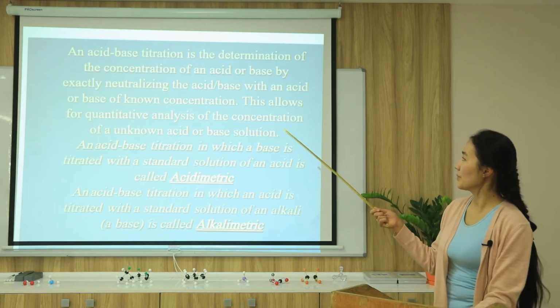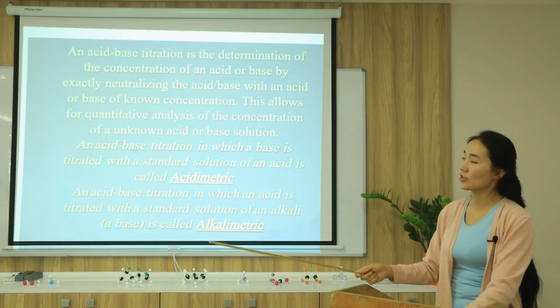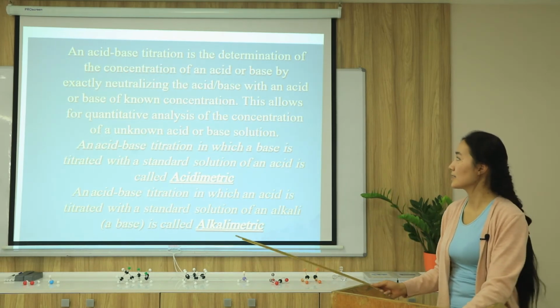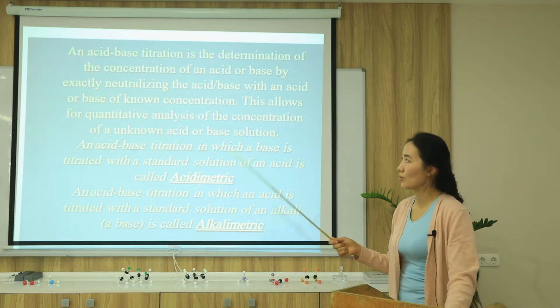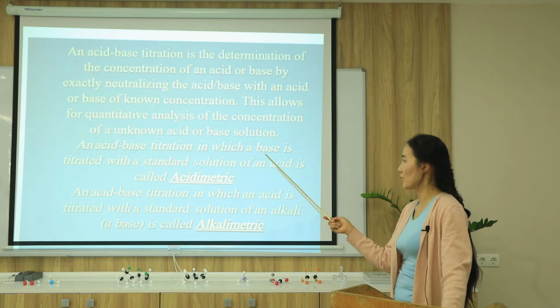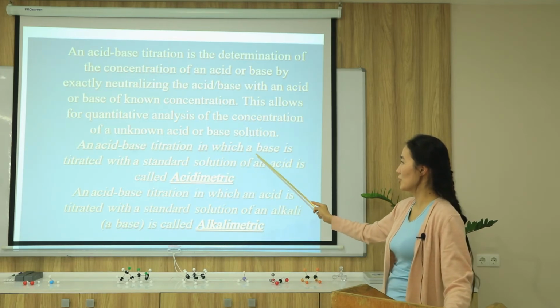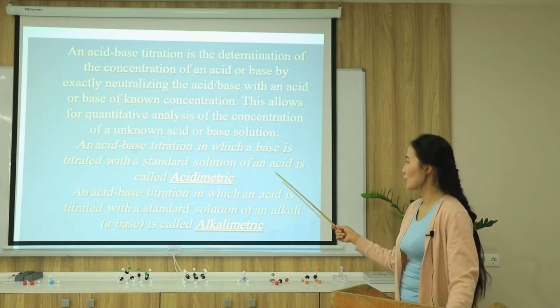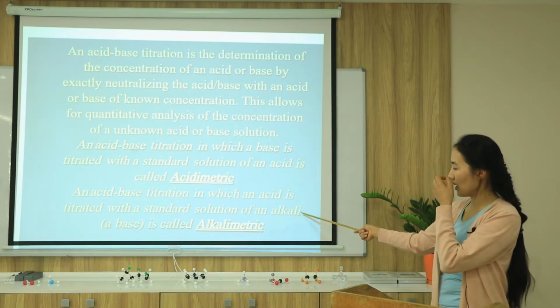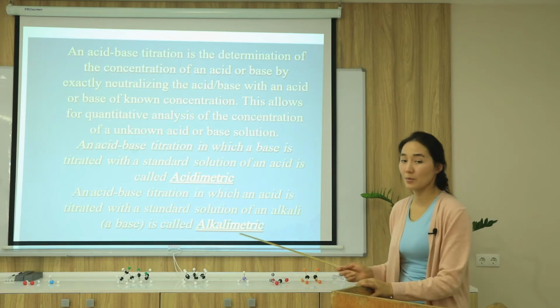Acid-base titration is a determination of the concentration of an acid or base by exactly neutralizing it with an acid or base of known concentration. When the standard solution is an acid, it is called acidimetric, and when the standard solution is an alkali or base, it is called alkalimetric.